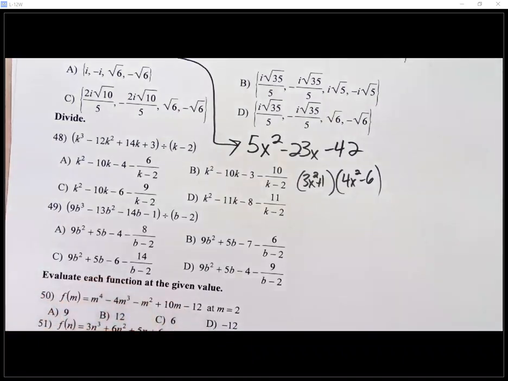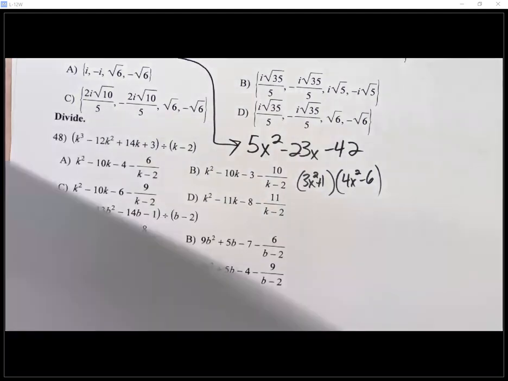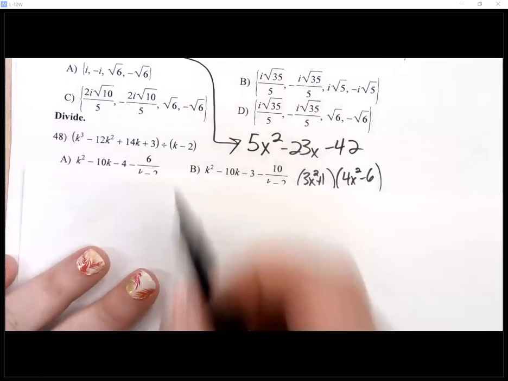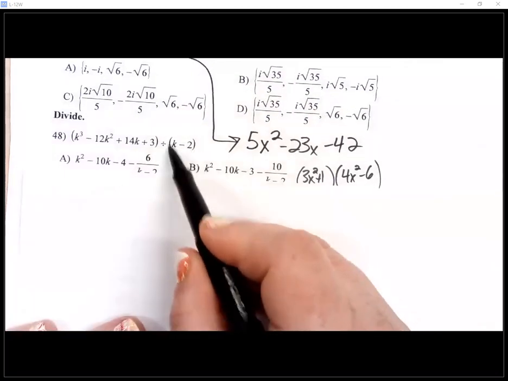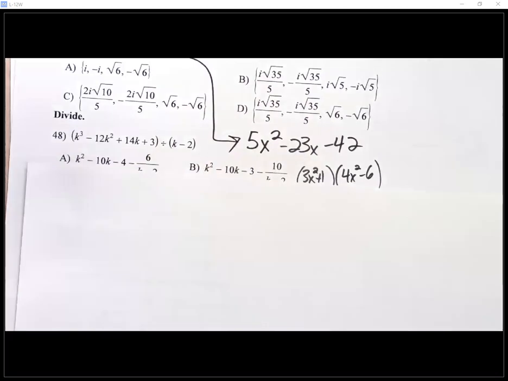Okay, so remember, you can't do every single one with synthetic. The ones that you can are these ones, where it's a variable and then just plus or minus a number. If you have a coefficient in front of that variable, like 3k minus 2, you're going to have to do long division. But this one's not. I can do it.